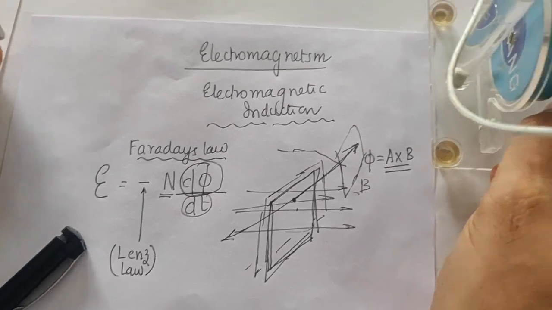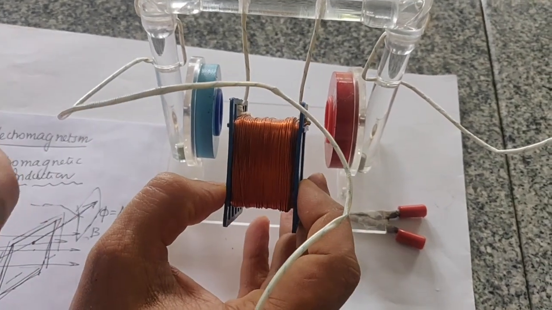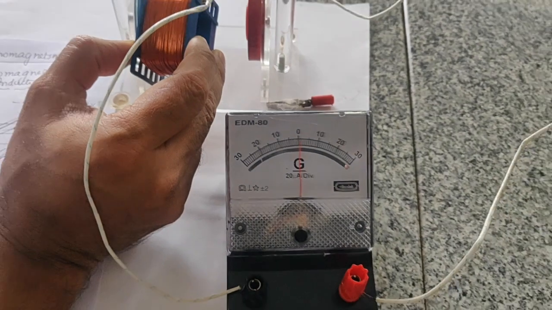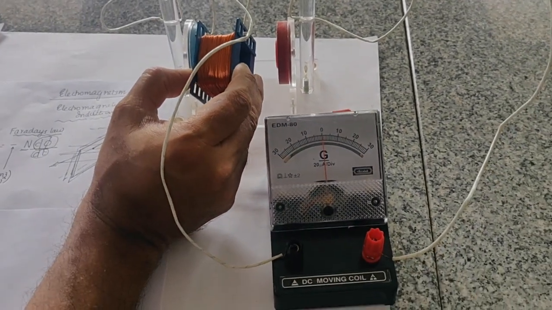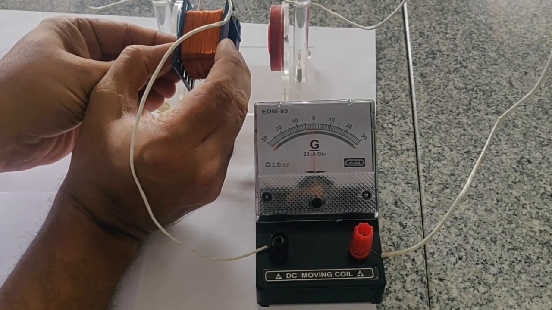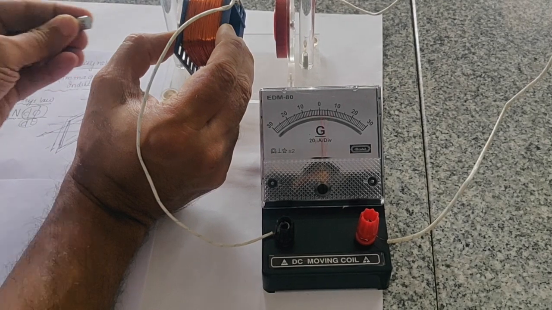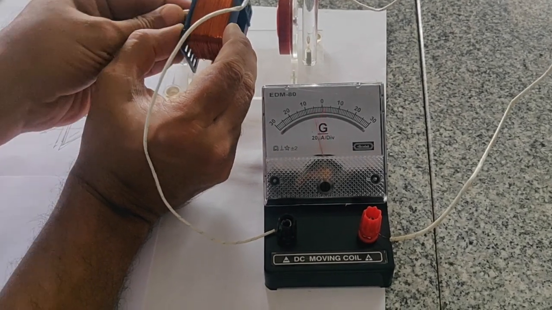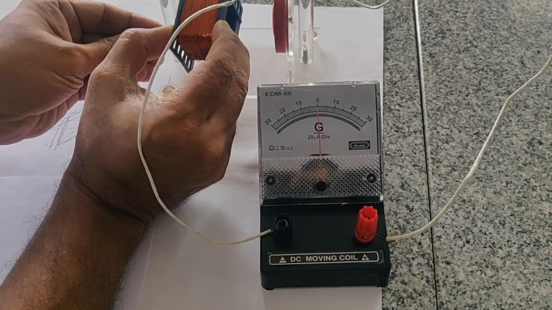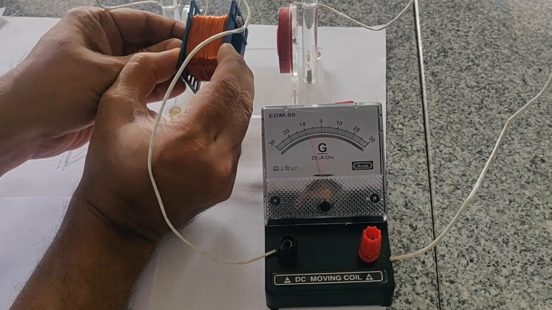Now I would like to show you one more thing. Here is a neodymium magnet. I can show you the deflection by just moving this magnet in and out of this core. Watch carefully as I move this in and out, you see the deflection. If I move it in fast, the deflection is more. If I move in slowly, the deflection is less. So it depends on how fast I move, right?